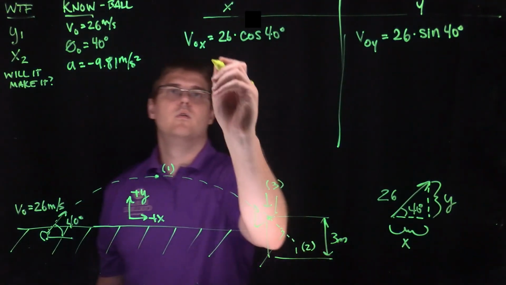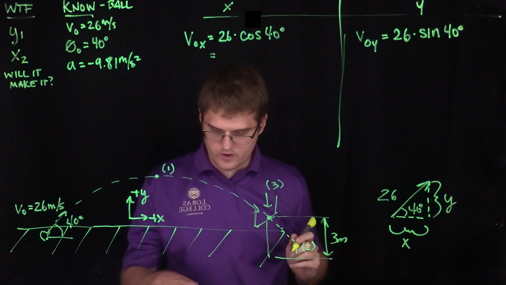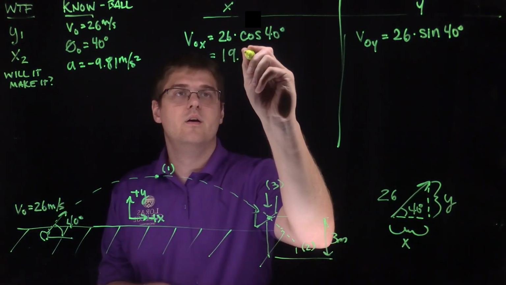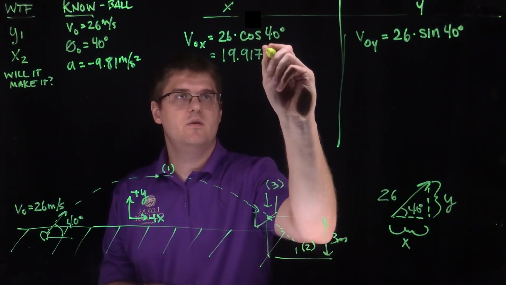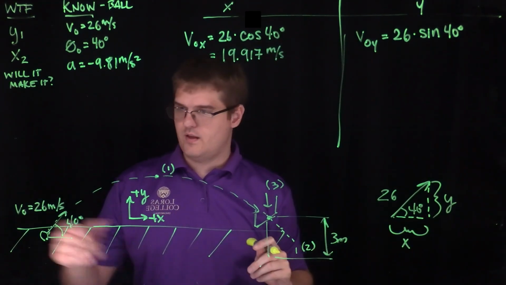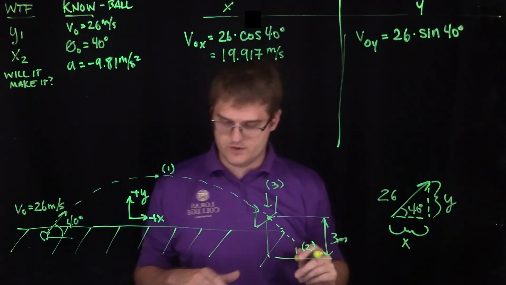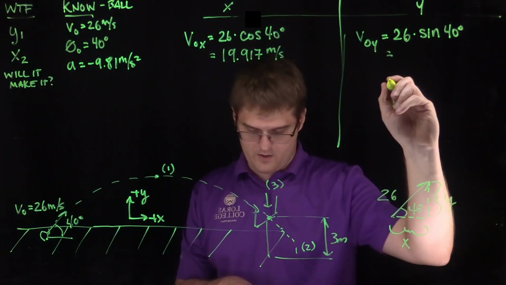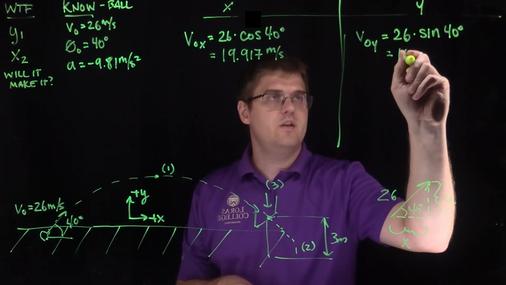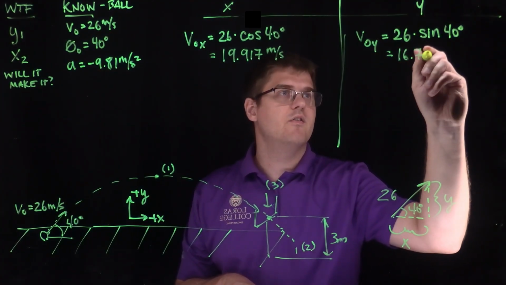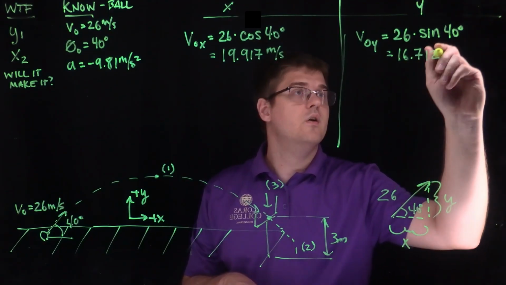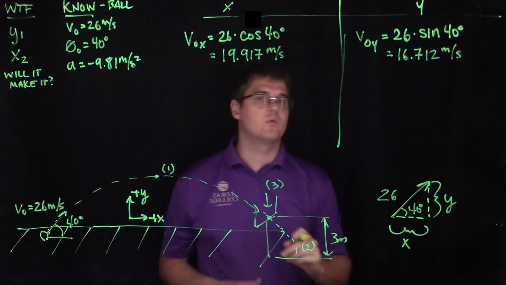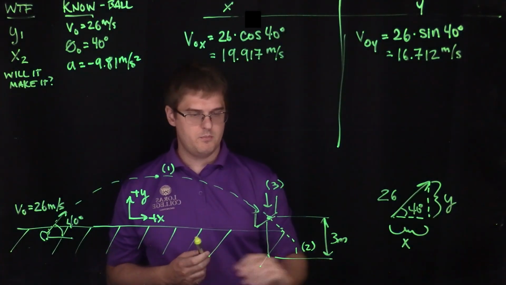Perfect. Velocity x is going to come out to 19.917 meters per second, and that is going downfield. That's positive. We're still good there. And in the y is going to come out to 16.712 meters per second. And that is going up, so we're still good there. Perfect.